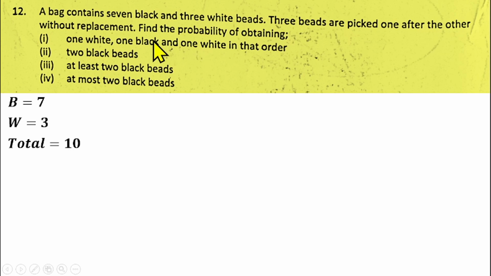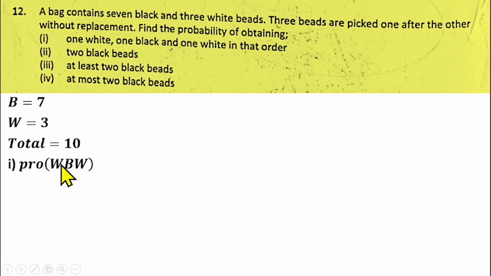So what's the probability of the first one being 1 white, 1 black, and 1 white, in that order. Because I say in that order, that means you cannot change it. But had it not been in that order, you would still have more options. That means I can have black, white, white, or white, black, white. So you'll be having 3 options. But the question says in that order, that means you cannot change it. So let's find the probability of this.